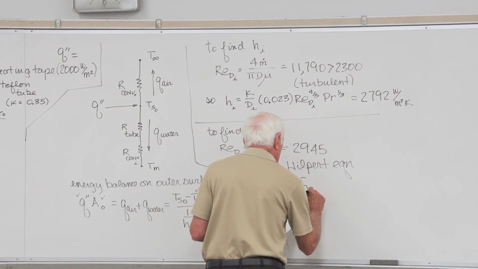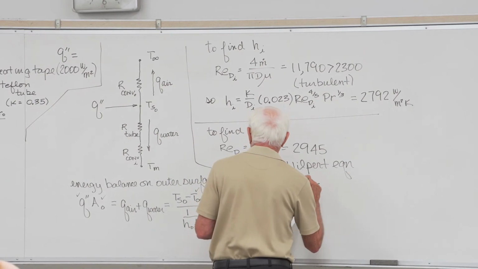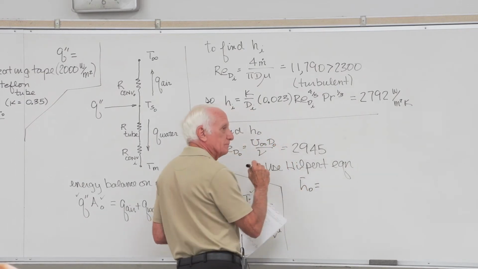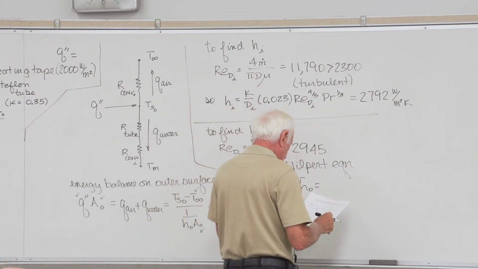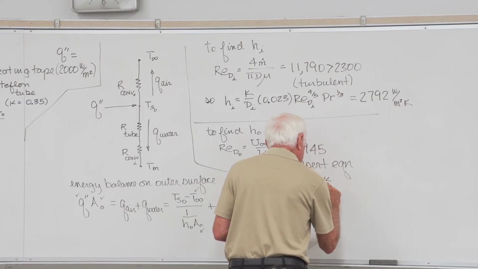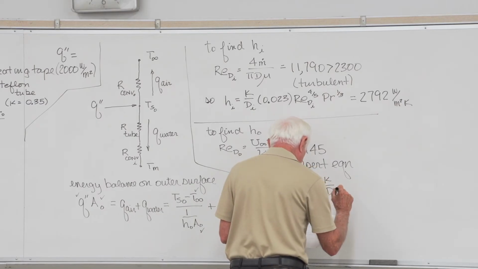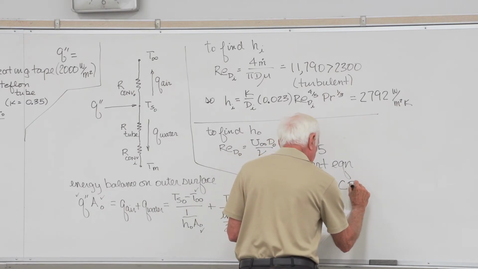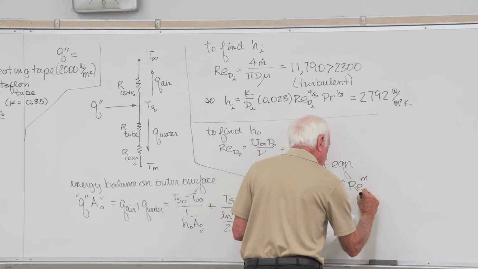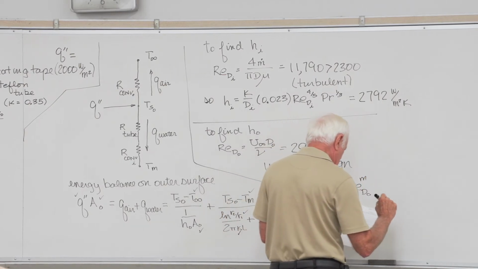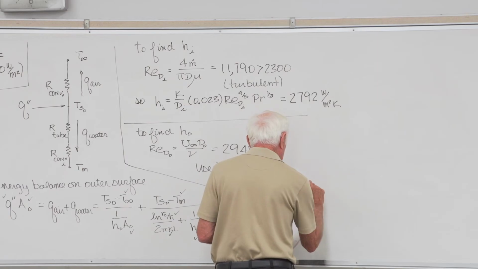H bar on the outside. This is D outside, just to be specific here. K over D outside, C Reynolds to the m based on D outside, Prandtl to the 1/3.